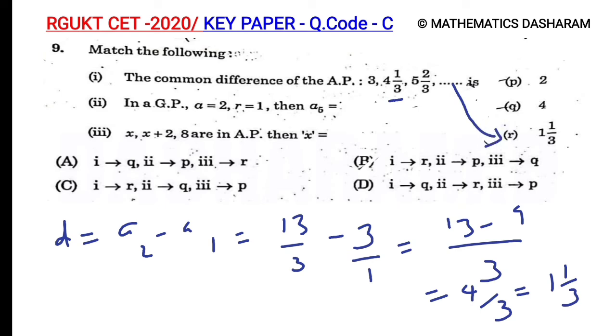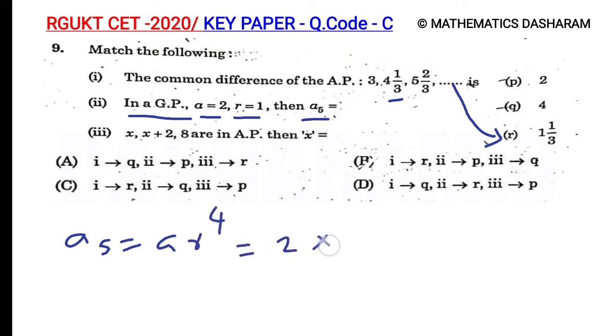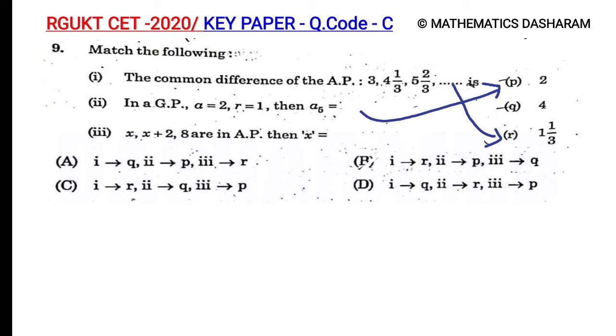option R. Next, the second one: in the GP, A value 2, R value 1, then A5. So A5 equals A into R to the power of 4. So A value 2, R value 1 to the power of 4. 2 into 1 is 2. So the second one is related to option P. Next, the third one: x plus 2 and 8 are in the AP. So then what is the x value?